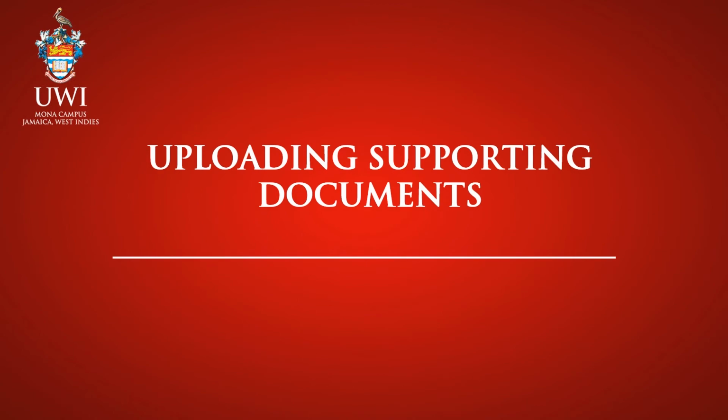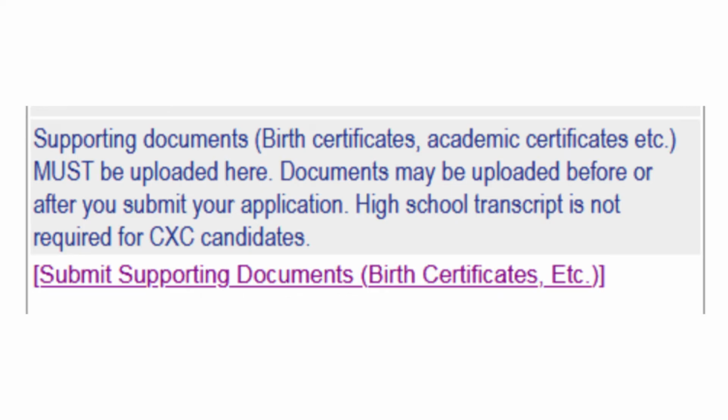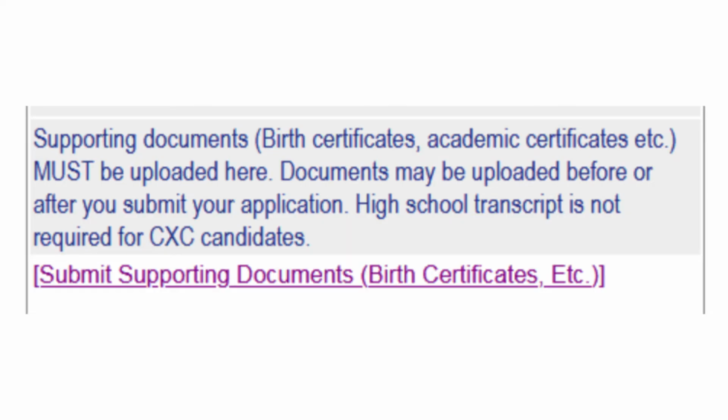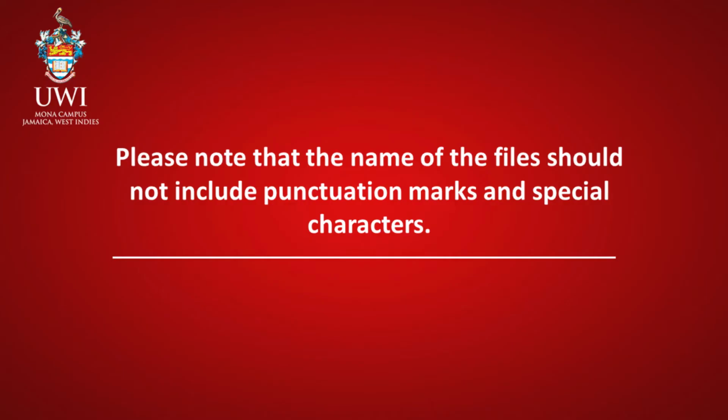Uploading supporting documents. It is now time to upload the documents as outlined in the My Requirements section of the application form and also in the acknowledgement letter. You will be required to photocopy the original document and then have the specified persons certify the copies. After the documents have been certified, scan them separately and then upload them to the application using the link Submit Supporting Documents located below the Submit Application button. Please note that the name of the files should not include punctuation marks and special characters.